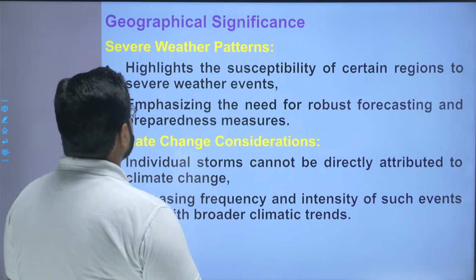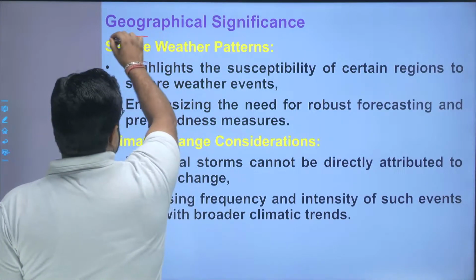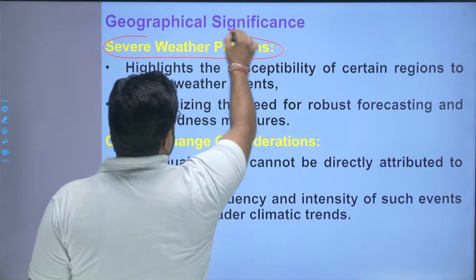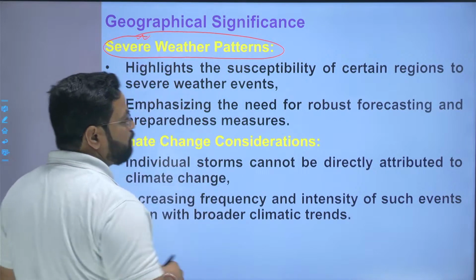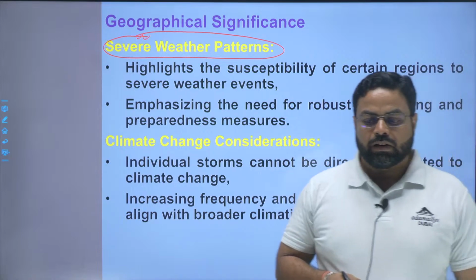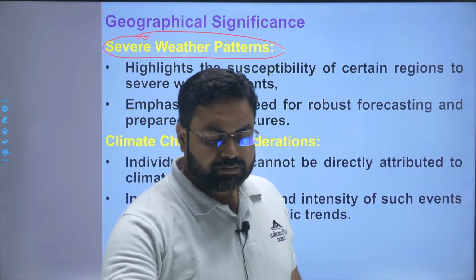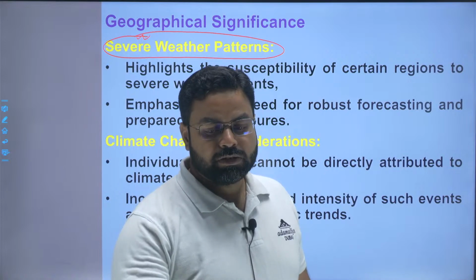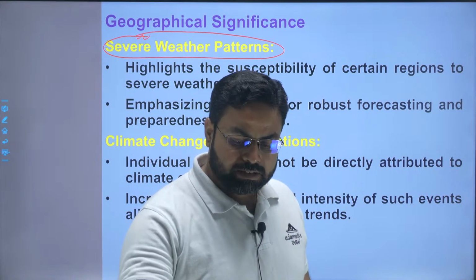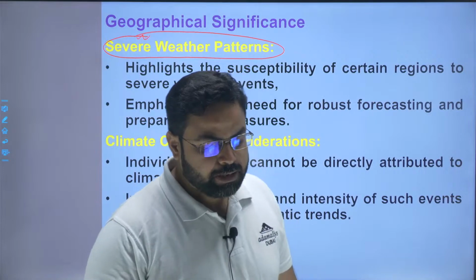So what is the geographical significance of this? First, severe weather patterns are being experienced in various parts of the world, not only in India or only in the United States of America or any particular region, but throughout the world, due to various factors and various impacts on the climate due to human activities, right?